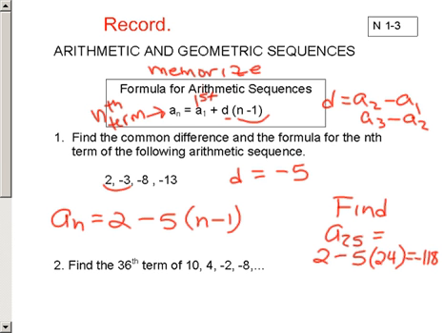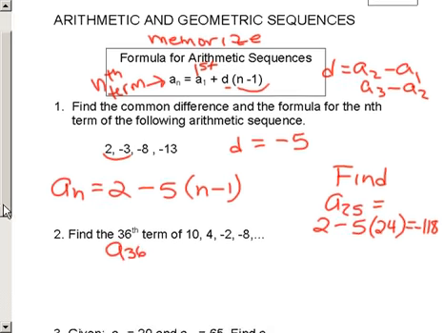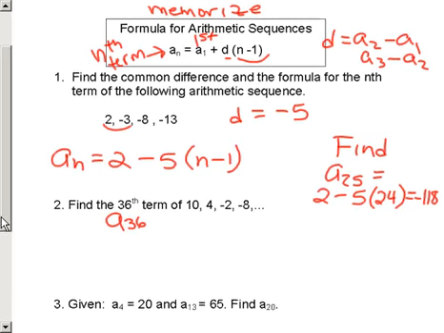So for number 2, it's just find the 36th term. Number 2 says find A36. The 36th term would be A36. So A36 will equal... good. Our common difference, negative 6. 4 minus 10, or negative 2 minus 4. So minus 6 times what goes in the parentheses? 36 minus 1, which is 35. You can write the 36 minus 1 if you want to write all the stuff.